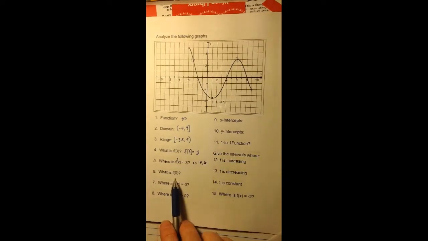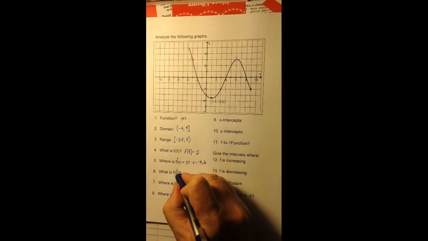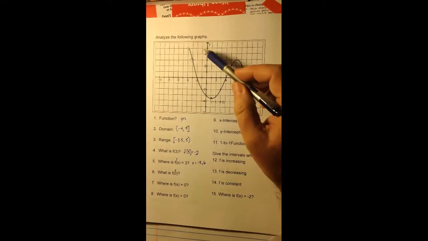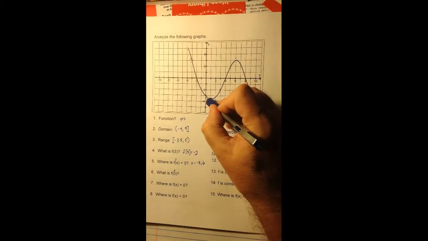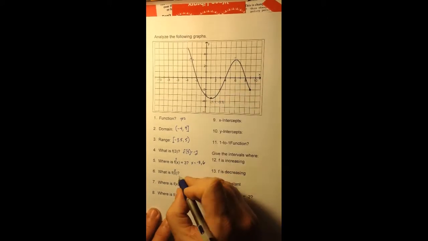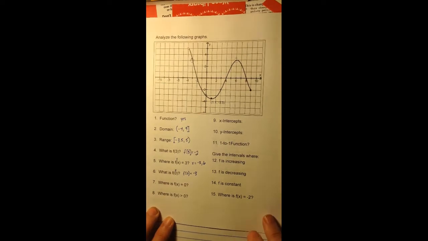What is f of 0? All right, my x value is 0 here. Remember, this is f of x, so my x value is 0. What's the y value? When x is 0, I'm on the y-axis, so I'm looking at this point right here, and that point would be -3. f of 0 equals -3.